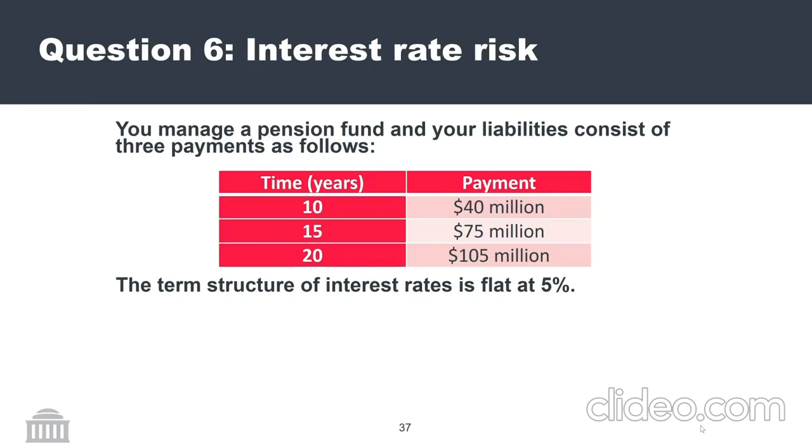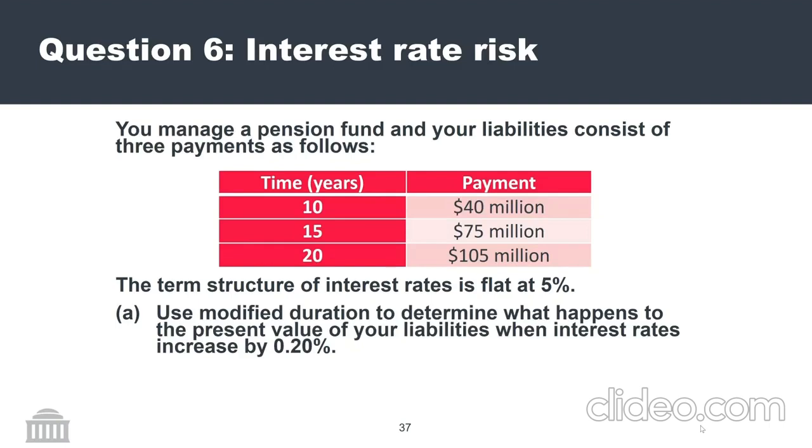This is an approximation of how actual pension funds work. Usually pension funds have to distribute pension payments to their retirees obviously more frequently than every 5 years. So this is just an approximation of how a regular pension fund works. But you will see that the tools that we'll learn in this question can be extended to a more realistic scenario. We will assume that the term structure of interest rates is flat at 5%.